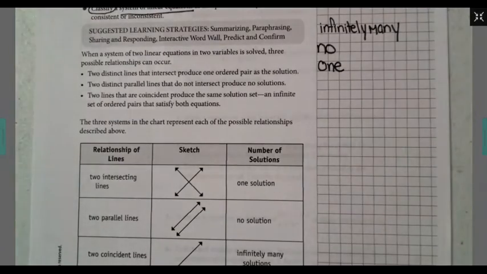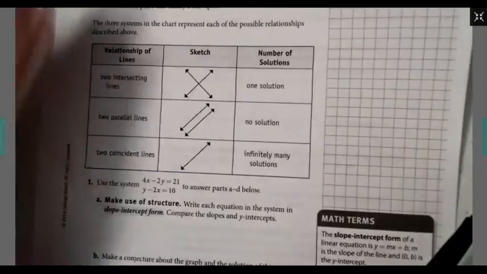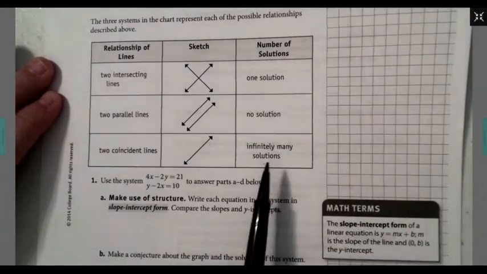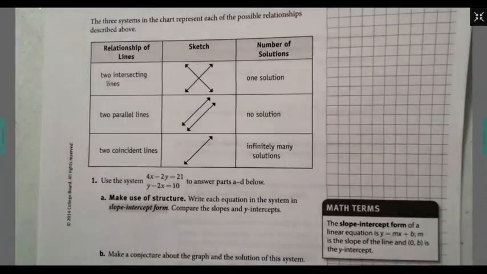The 3 systems in the chart represent each of the possible relationships described above. 2 intersecting lines looks as such, has one solution. 2 parallel lines looks like this, no solution. And 2 coincident lines, which is the same line, has infinitely many solutions.